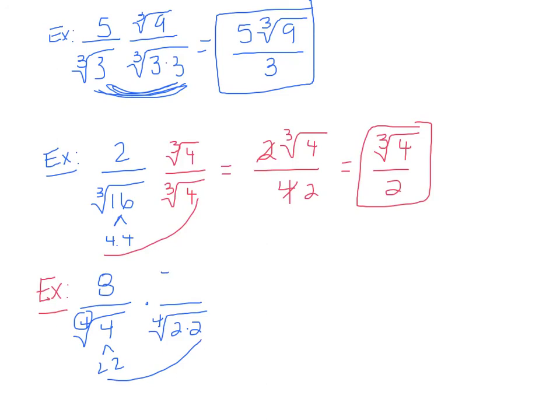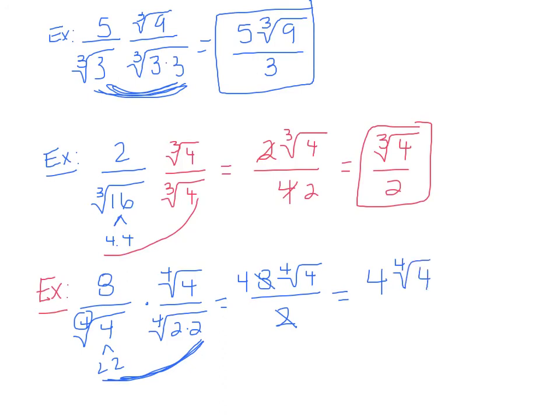So I'm going to multiply the top by the 4th root of 4, and now let's go ahead and simplify that. So we have 8 times the 4th root of 4 divided by, this is going to cancel my radical, and so I'm just going to have a 2, and then let's go ahead and simplify it even more. 2 goes into 8 4 times, so we have 4 times the 4th root of 4. We have lots of 4's. Okay, and that is your final answer.